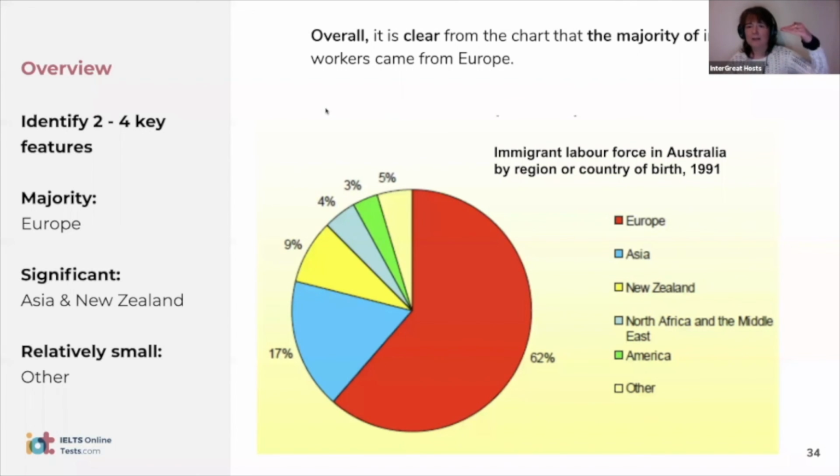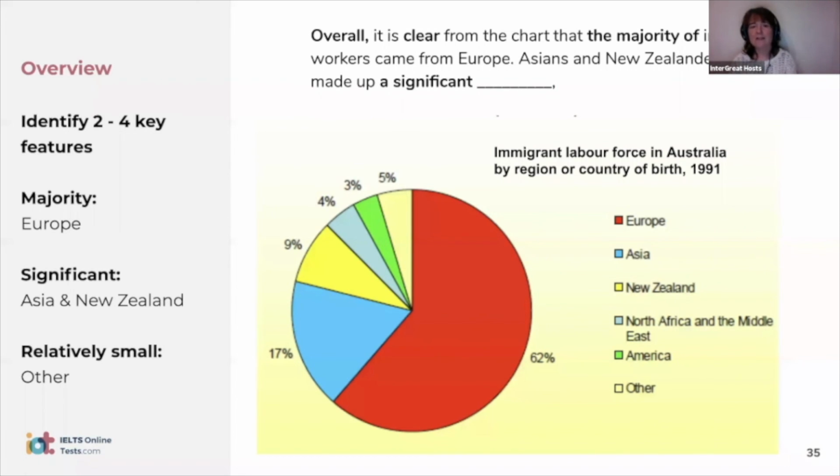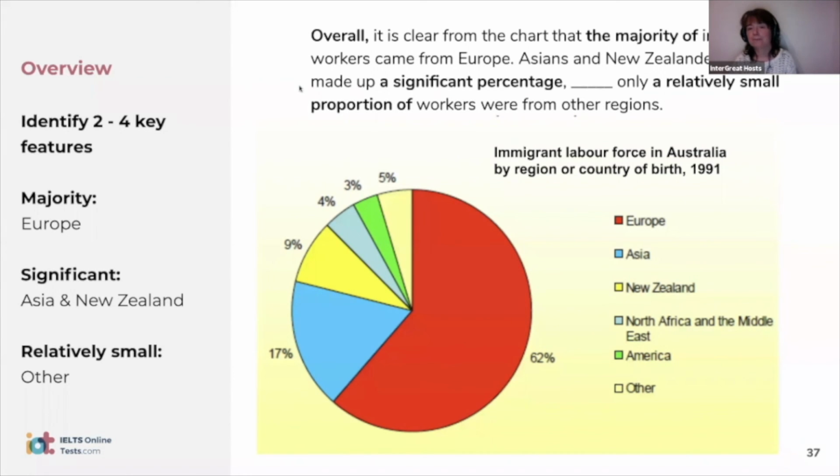So we start with the biggest number. Then we're going to move down to the next. So we can say made up a significant. Very nice, Ria. Percentage, proportion, both of those words work very, very well. And then we make a comparison between the larger numbers and the smaller numbers. Very good. While or whereas work perfectly, exactly the same.